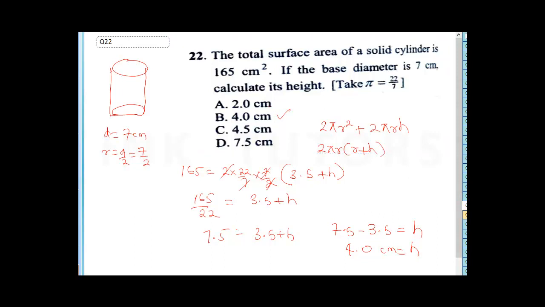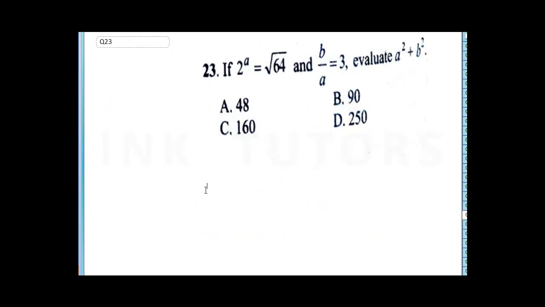Okay, question 23. Question 23 says if 2 raised to power a is root 64 and b over a is equal to 3, evaluate a squared plus b squared. So invariably you need to find a and b. To solve this question, I'm going to say 2 raised to power a is equal to, now this is indices, the root law of indices, which will now give us 64 raised to power half. Remember that anything raised to power half in indices is the square root of that stuff.